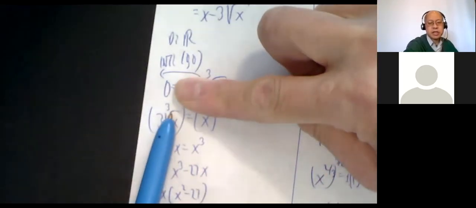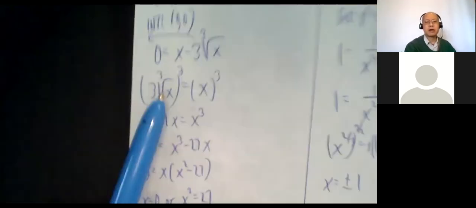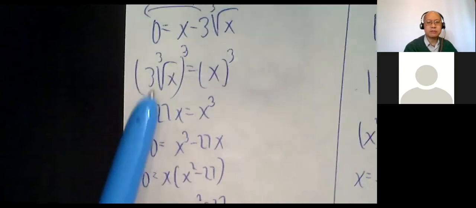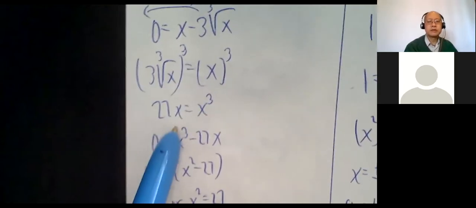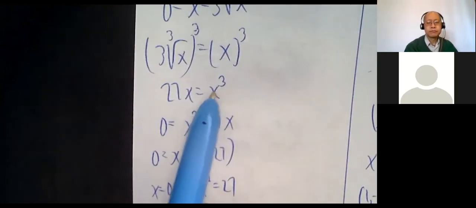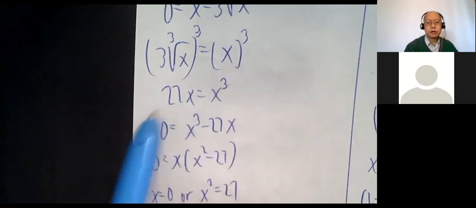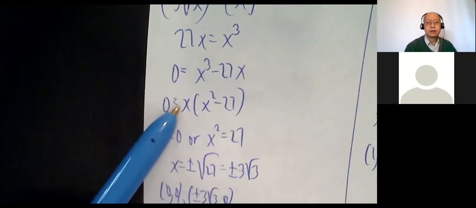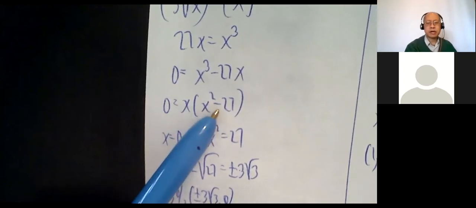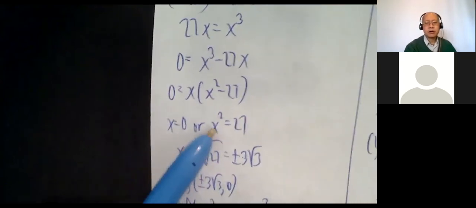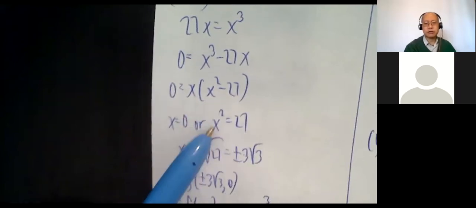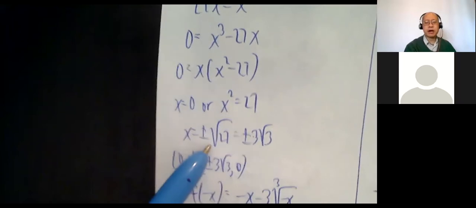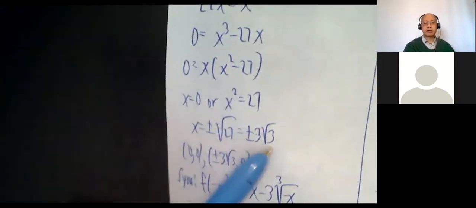Then I cube both sides, raise both sides to the 3rd power to clean this up. Okay, so I have 3 cubed, which is 27. Cube root cubed is just x, that's x cubed. Okay, subtract 27x, factor. 0 equals x times x squared minus 27. So that means x equals 0, we ought to get that. Or x squared minus 27 equals 0 means x squared equals 27. So by the square root property, x is plus or minus radical 27 or plus or minus 3 radical 3.